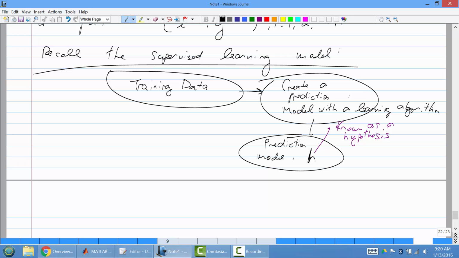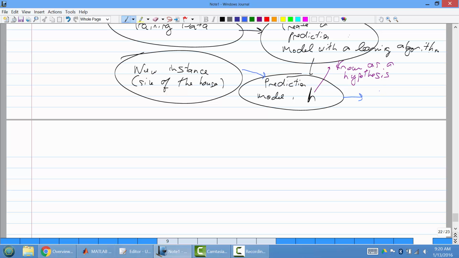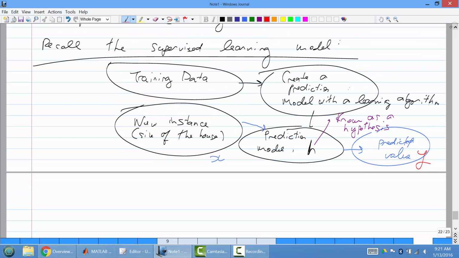All right? And then the goal after is you have a new instance, a new data point that you've never seen before or that wasn't part of your data set. So for example, in this case, it'd be the size of the house in our particular problem. Okay, so here's a new instance. You're going to pipe it into the prediction model, and then the output will be the predicted value. So x will be coming in, and y will be coming out. Okay, so that's pretty much supervised learning in a nice diagram.